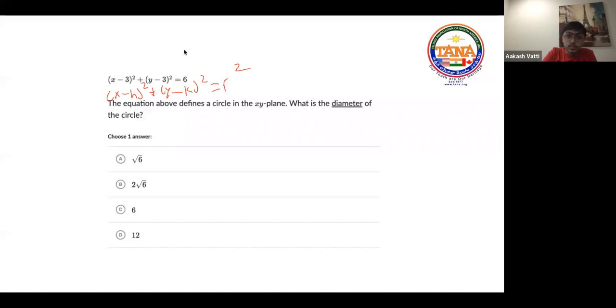So first of all, 6 is squared. Before we do anything else, 6 is a squared number. So to find out the radius, we first square root 6, because that's what r is. So square root 6 is r, but we're trying to find the diameter, which is 2 times r, because diameter is 2r, not r squared. So you do 2 times square root 6, which is b.